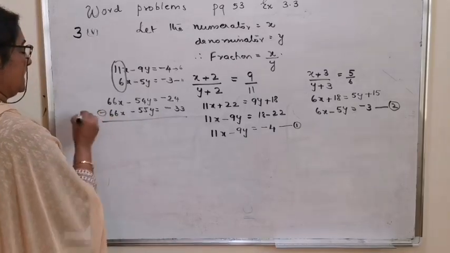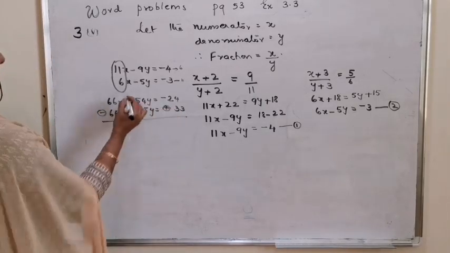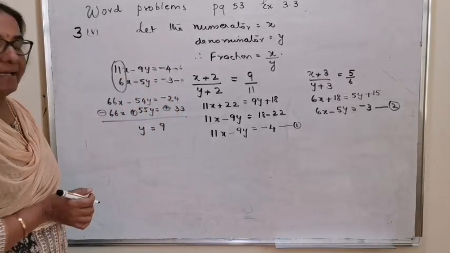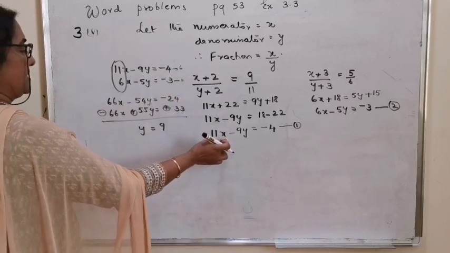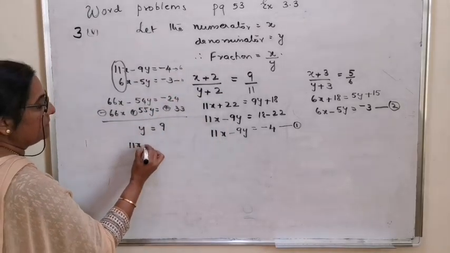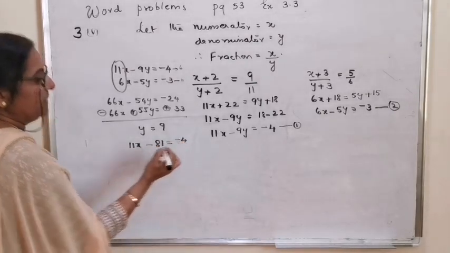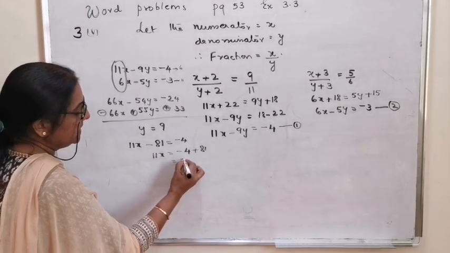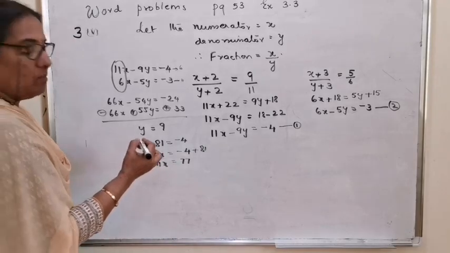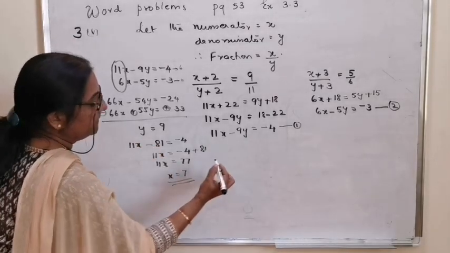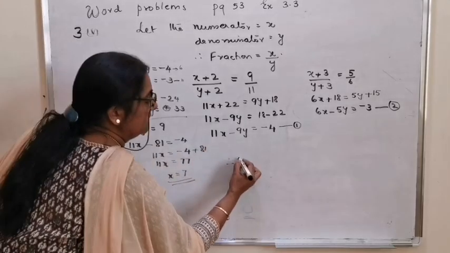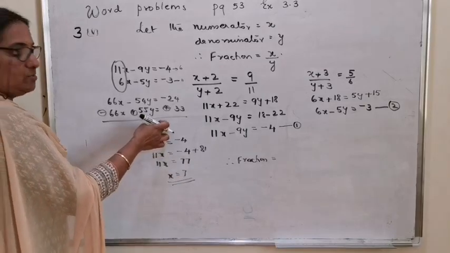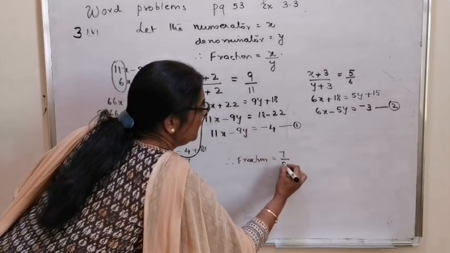By changing the sign, y is equal to 9. 33 minus 24 is 9. Substituting in any one of the equations, 11x minus 81 is equal to minus 4. 11x is equal to minus 4 plus 81, which is equal to 77, or x is equal to 7. Therefore, what is the given fraction? The fraction is numerator x, denominator y, which is equal to 7 by 9.